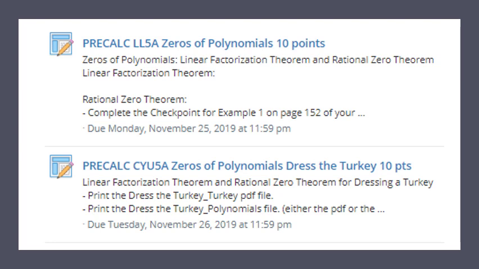So there are 2 assignments due this week. The first one is from your book. It is worth 10 points. And the second one will be the dressing the turkey activity and is also 10 points.